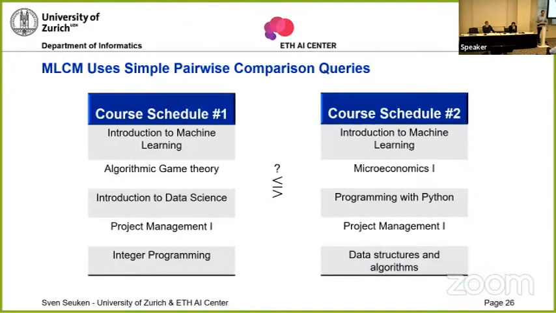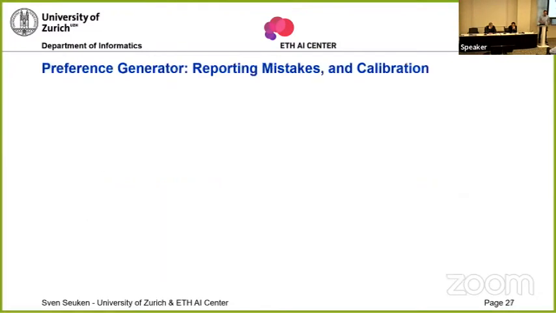And we use these very simple pairwise comparison queries where the student just looks at 2 schedules and then says, I like this one better than this one. There's no need to enter any values or any adjustment numbers or anything else.